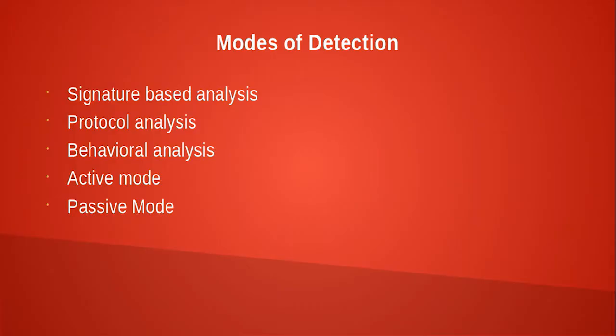The next point is, how does IDS or IPS detect that something has gone wrong? The very easy way of detection is signature based analysis. The detection can be done either in the active mode or the passive mode. I think active mode is being live, passive mode is being watchful and reading from some other logs and things like that. But once I do the detection, after collecting the data, one way is signature based analysis.